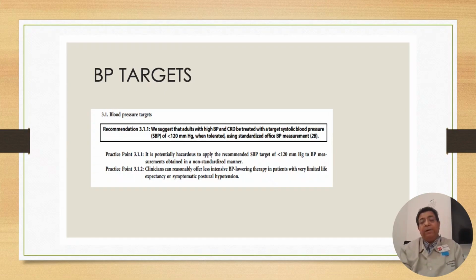In general, for patients with chronic kidney disease stage 3 or less, the KDIGO guidelines recommend a blood pressure target of less than 120 millimeters of mercury. And we'll talk about what this target is based on, what data, what available knowledge supports this blood pressure target. We'll talk about that. And when should this blood pressure target be applied? When should it not be applied? When is it appropriate? When is it inappropriate?